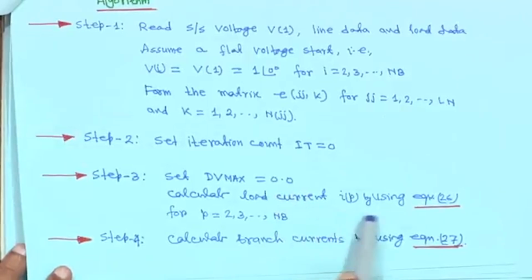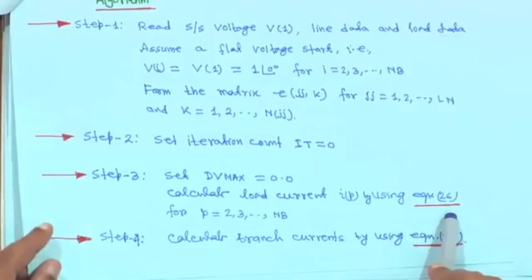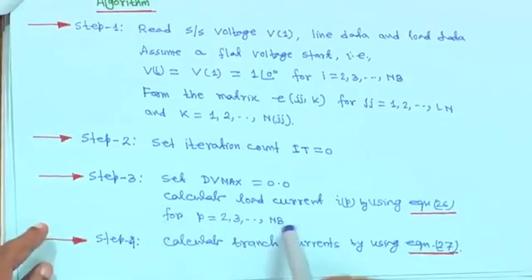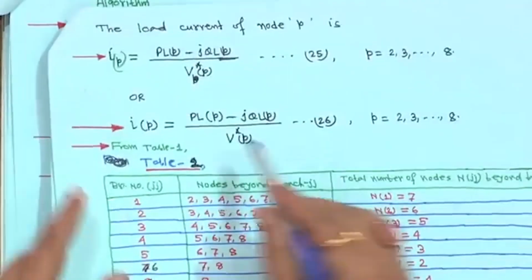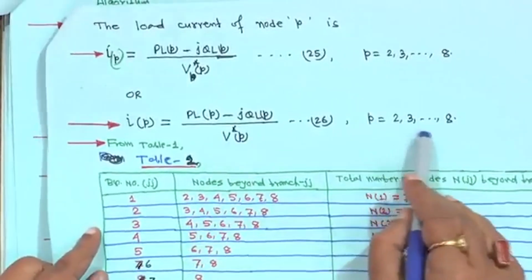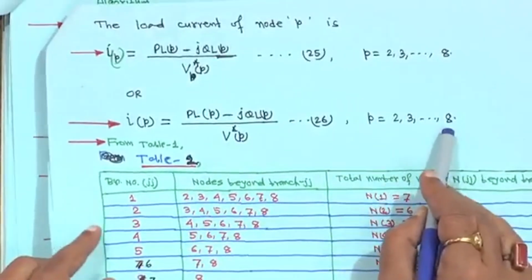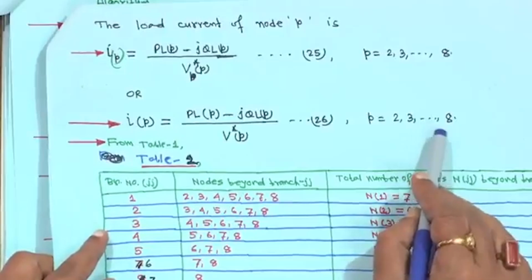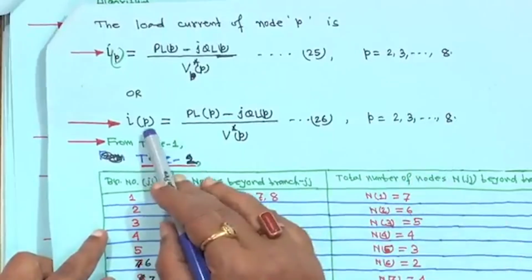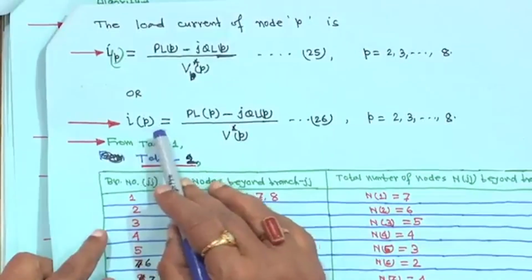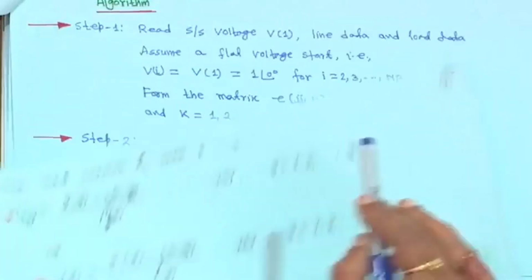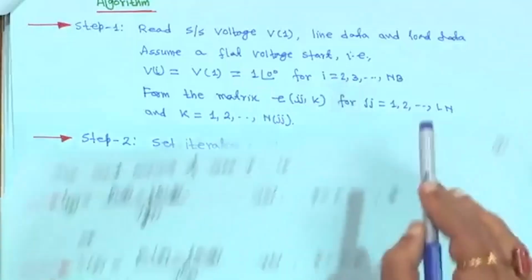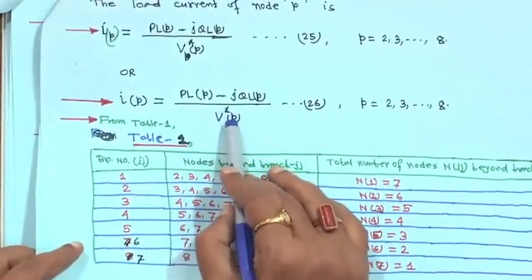Calculate load current IP by using equation 26 for P is equal to 2, 3 up to NB. So, let me go to equation 26, this is equation 26, right. For P is equal to 2, 3, here I am writing 8 because we have taken 8 nodes; in general you have NB number of nodes. So, find out the load current IP, because PLP, QLP are known, and initial values of V are known because here it is a flat voltage start, right. So, naturally initial values of load currents you can compute in per unit.